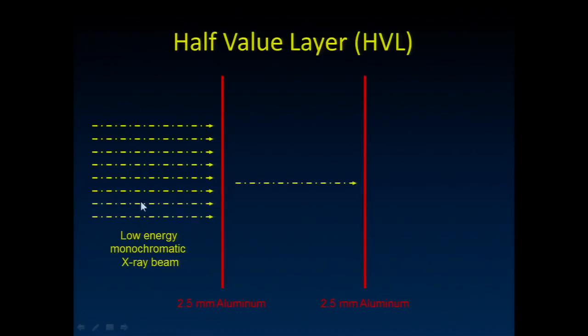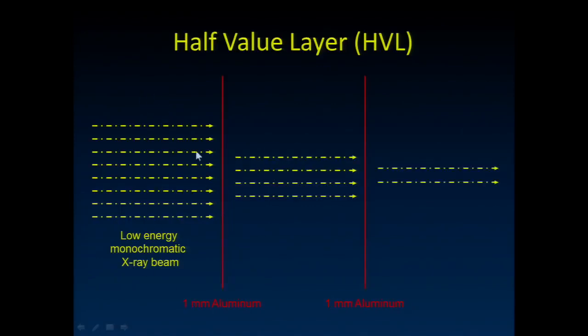Here's a low energy monochromatic X-ray beam. We put 2.5 millimeters of aluminum in it, and look, only one makes it through. So this is too thick to be the half value layer for this lower energy X-ray beam, right? So we have to go to a thinner piece of aluminum to find the half value layer. So right away, it should say to you, okay, this thickness that they're reporting as a half value layer tells me something about the average energy of that X-ray beam, right?